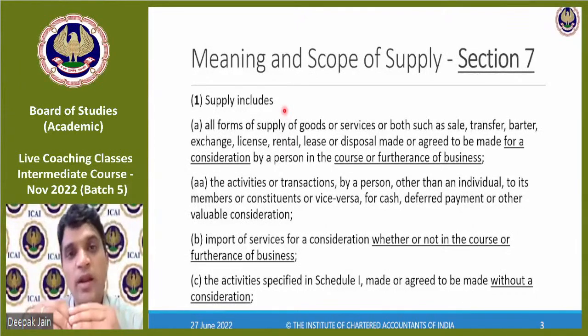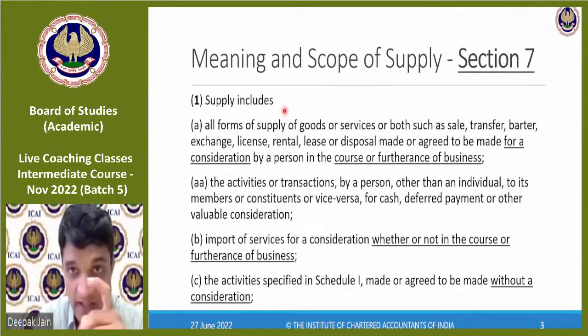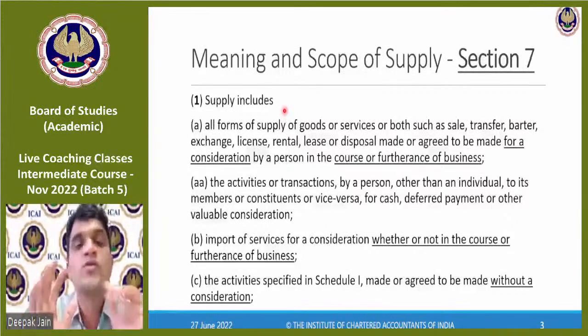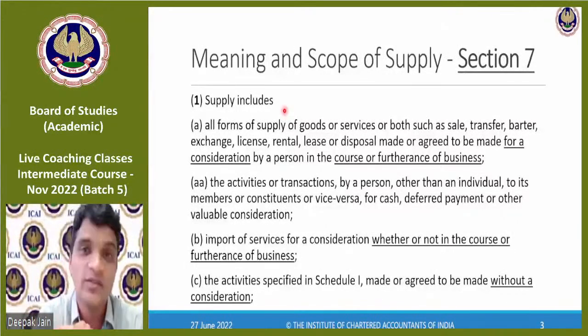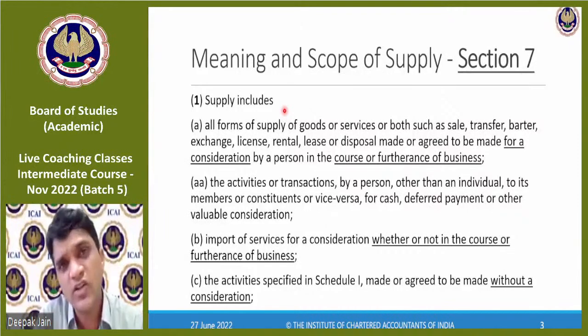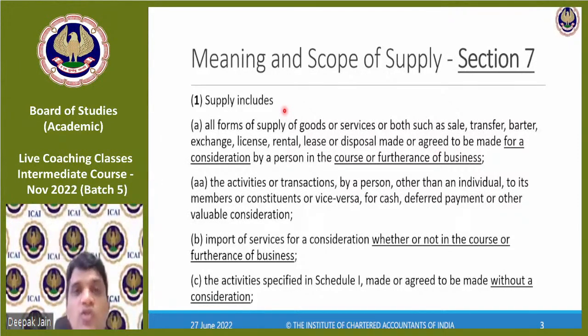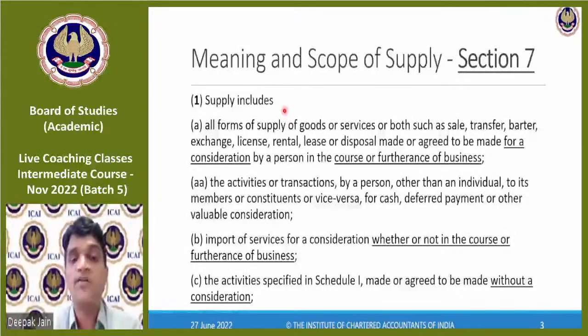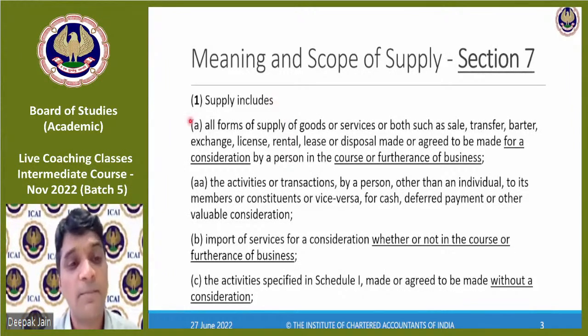So when they say supply includes, it means what you generally understand as supply, and it includes the following. So this is an inclusive definition. But within this inclusive definition also, there is no scope left for anything outside. There is no scope left for anything to be outside the scope of supply, because this definition is not exhaustive, it's inclusive. But within the inclusive, they've covered everything under what we understand as supply. So we'll start with supply includes.